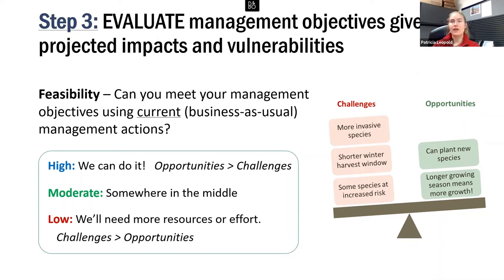If your feasibility is on the higher side, that means that your existing management options can likely be used to overcome challenges for meeting management objectives under climate change. So in that instance, your opportunities are likely outweighing your challenges.